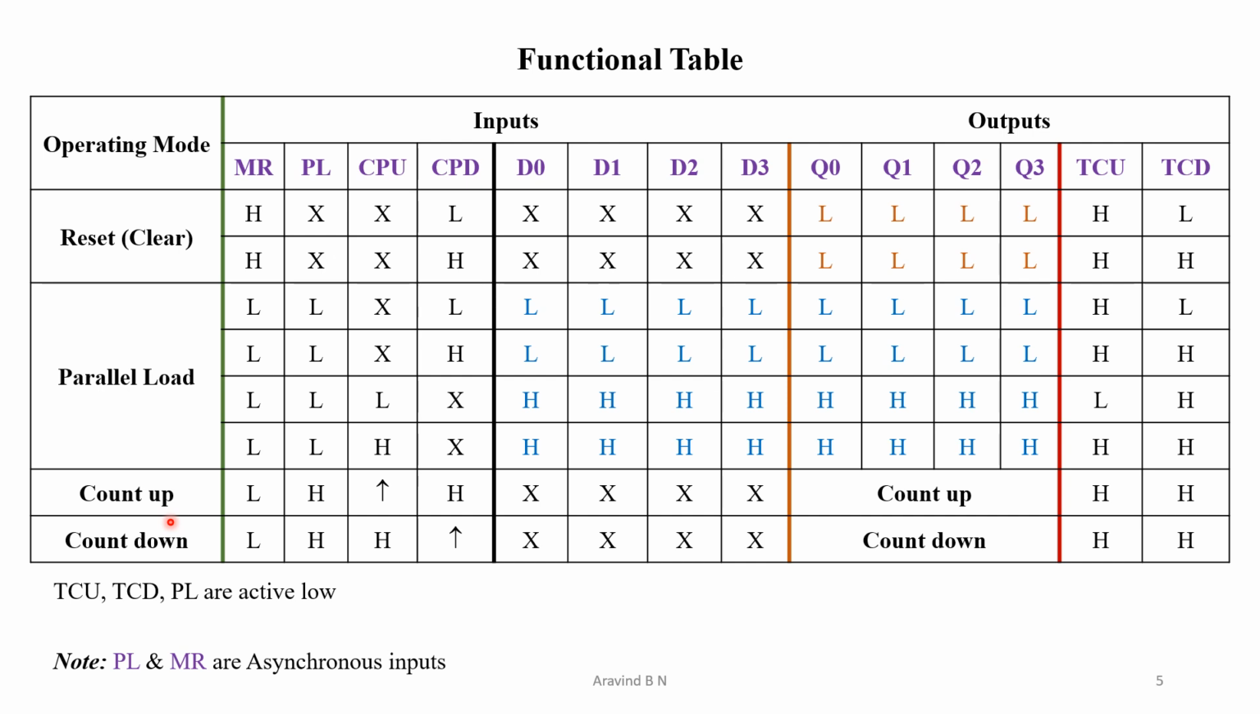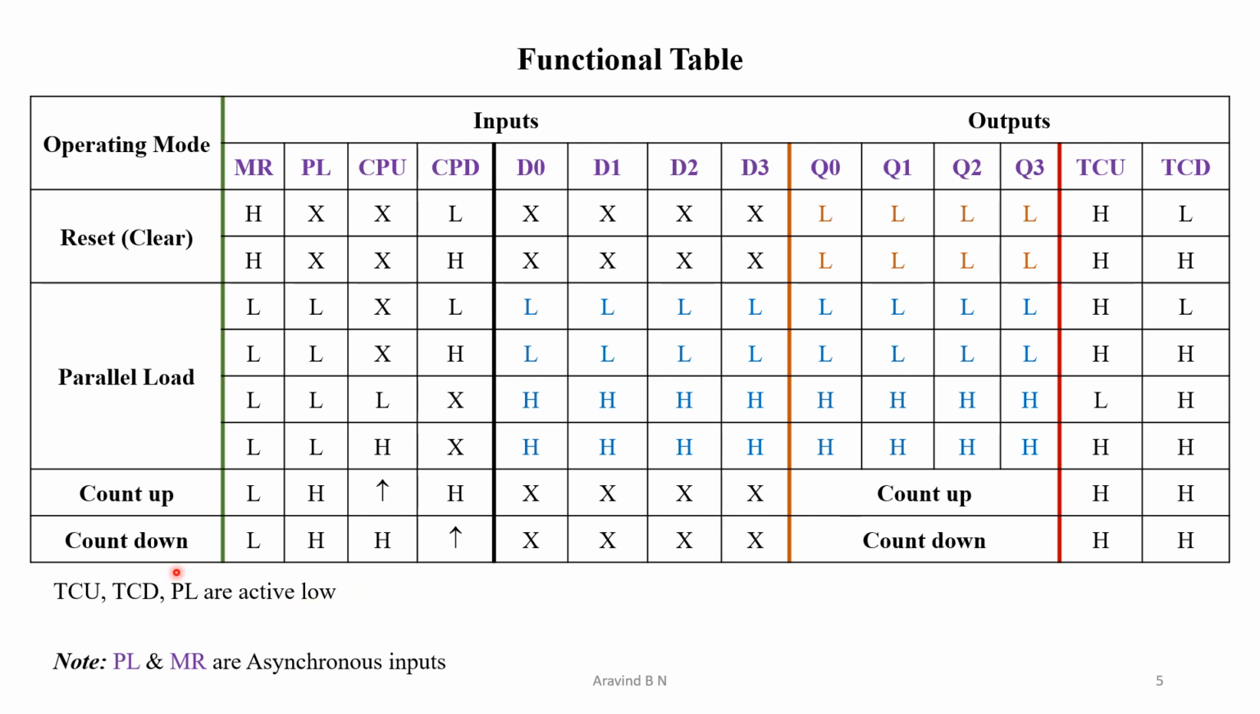In order to do that, first we have to disable both master reset as well as the parallel load operation. Master reset we disable in the sense of keeping it equal to low. Parallel load disable in the sense of keeping it equal to high. Then CPU must be enabled, that means it must be given the clock signal, and CPD must compulsorily be given to VCC, the high signal. Then D0 to D3 are of no use for us. Then the count up is going to happen at every rising edge of the clock. One count will be updated.